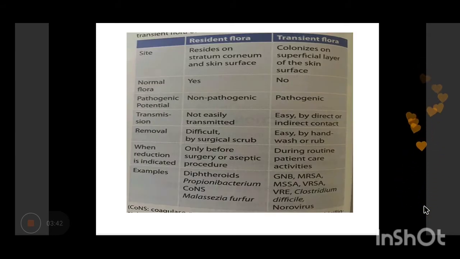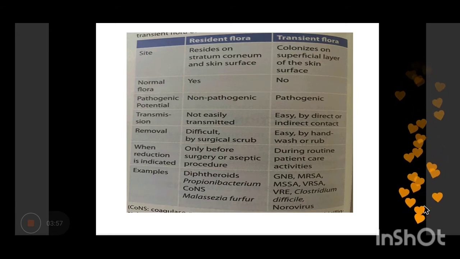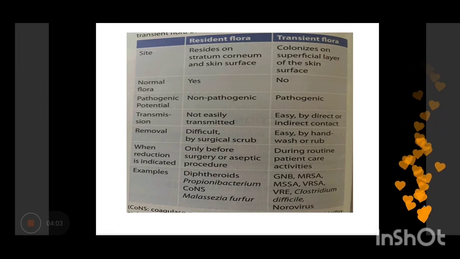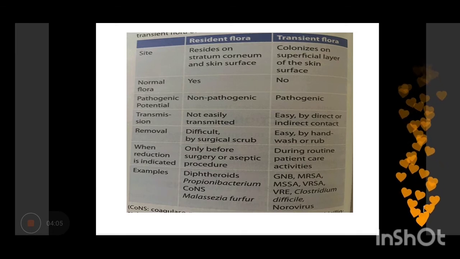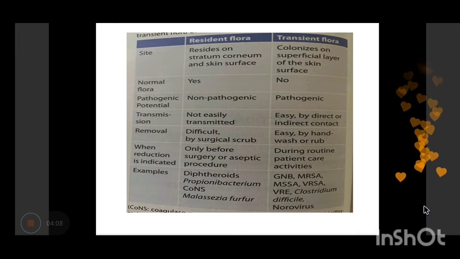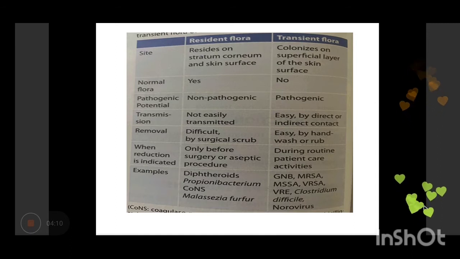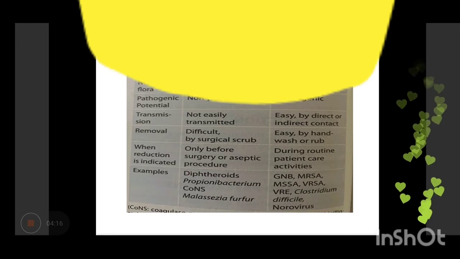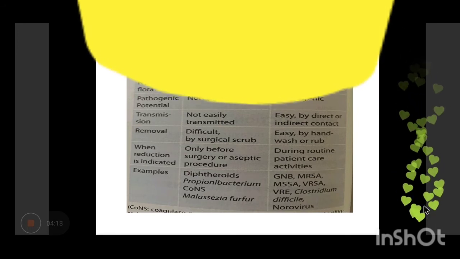Come to a brief difference between resident flora and transient flora. Resident flora resides on the stratum corneum and on skin surface, and of course, they are normal flora, and they are non-pathogenic, and they are not easily transmitted, and they are difficult to remove. They are only removed by surgical scrub, and their reduction is indicated before surgery or aseptic procedure. Resident flora includes diphtheroids, Propionibacterium, and coagulase-negative Staphylococcus species.